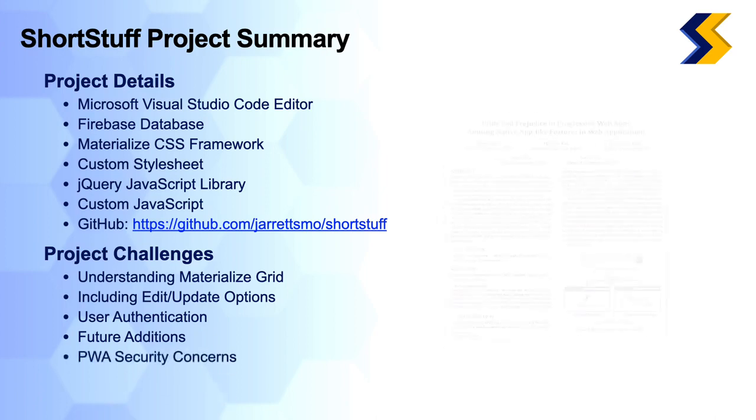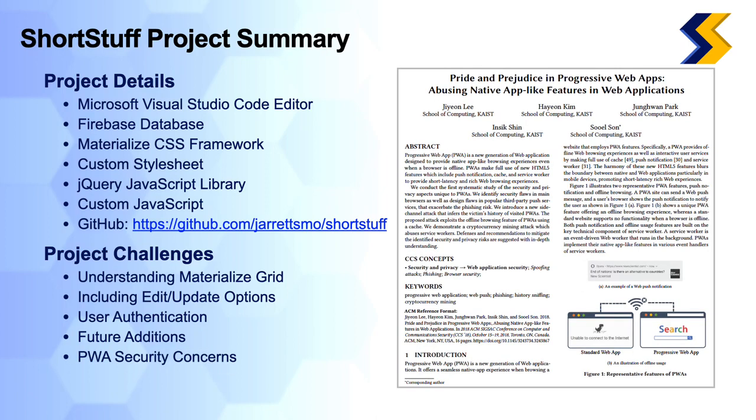The initial plan was for the ShortStuff app to be available on the Apple App Store and Google Play upon its first release. However, during the project, additional scholarly research was discovered, revealing multiple major security concerns that most PWAs are currently vulnerable to. One example involves bad actors impersonating PWA push notifications by spoofing the domain name to execute a phishing attack on the user.